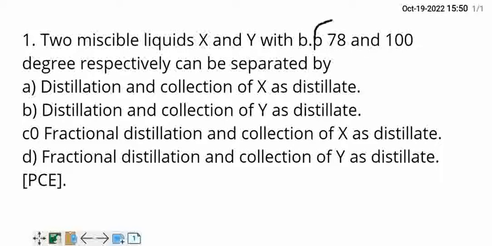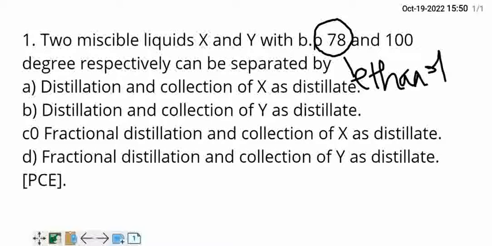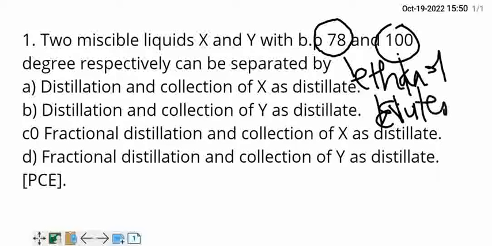We are given a boiling point of 78 degrees Celsius. That is likely going to be ethanol. Ethanol, we know, boils at a temperature of 78 degrees Celsius. We are equally given a temperature of 100 degrees Celsius. That is likely going to be water. So if we have ethanol and water mixed together, how do we separate them?